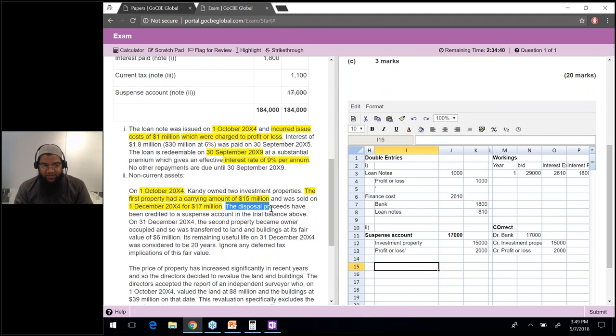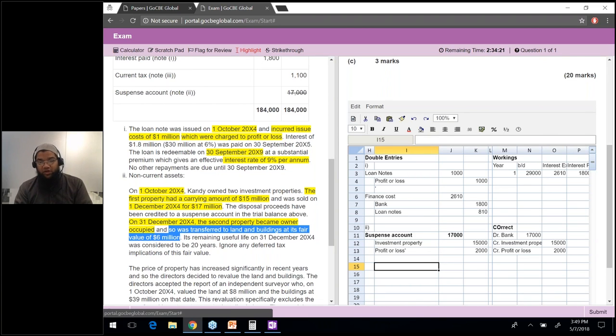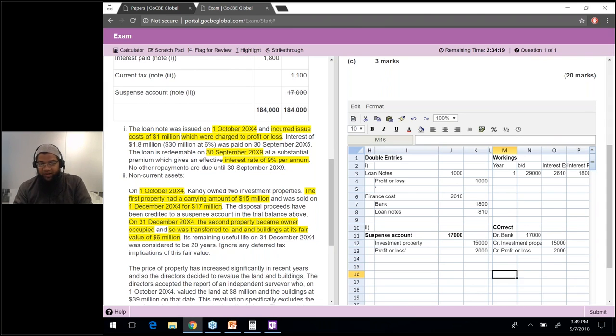The question further says that on 31st December 2004, the second property became owner occupied, which means that we have started to use the property now. The second property became owner occupied and so was transferred to land and building at its fair value of $6 million. So the question has prepared an entry as PPE debit and investment property credit by $6,000. This is what we have understood from the question.